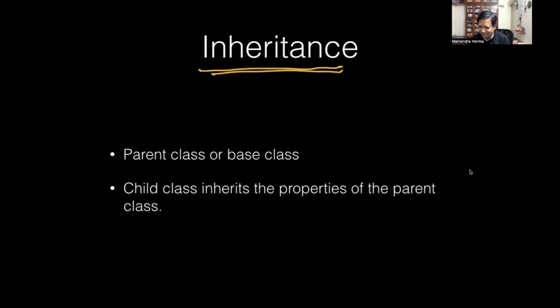So the parent class is also called the base class. The child class inherits the properties of the parent class. Okay, this is called inheritance. Now how do you implement it? Basically, we can create a more complex class. A child gets the properties of the parent plus also builds his or her own properties. So it gets added up in that sense.